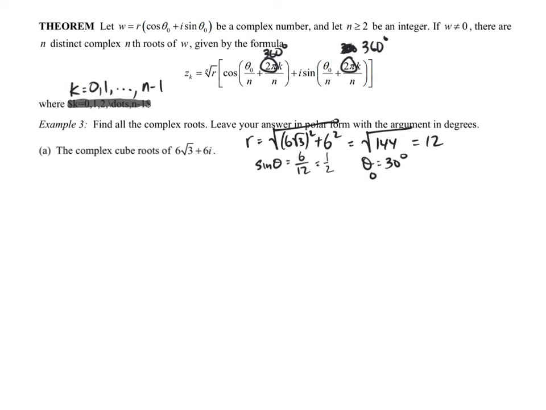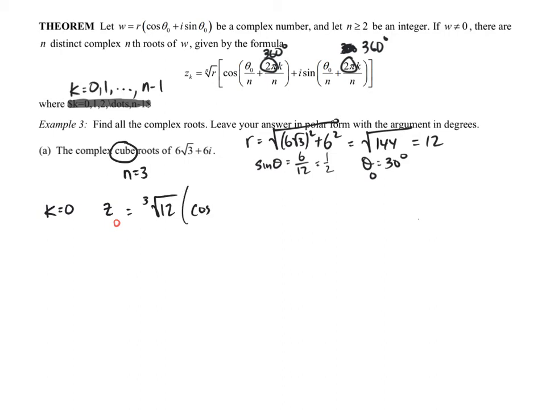Let's back up for just a second. This is the complex cube roots, and cube implies that n is equal to 3. That means there are going to be 3 cube roots of this complex number, and we're going to start with k equal to 0. This is going to be z sub k, and I'm going to try to use red anytime I write k, so you can see where that's coming from. So z sub 0 is going to equal the nth root of r. Well, n is 3 and r is 12, so that's going to be the cube root of 12.